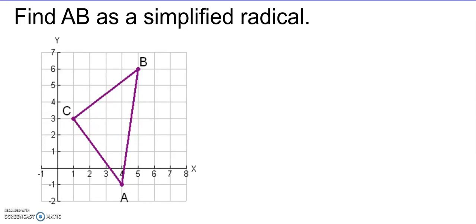In this video, I have 4 examples that I want to go over that will utilize the Pythagorean theorem in some ways that you might not see right away. So for instance, in this example, it says find AB as a simplified radical. So the distance from A to B.